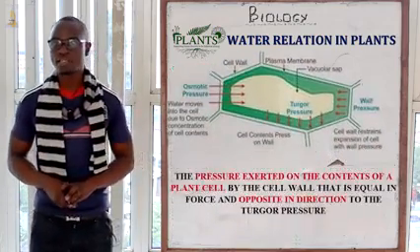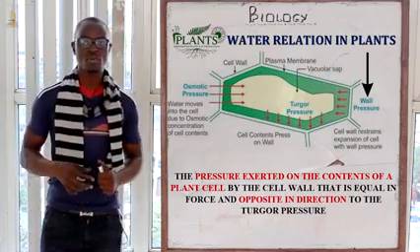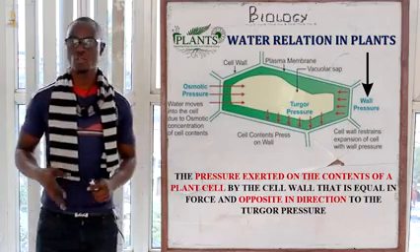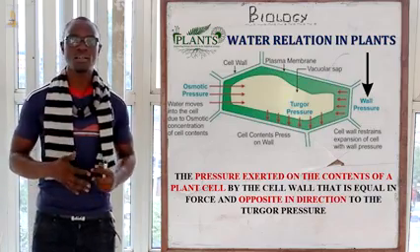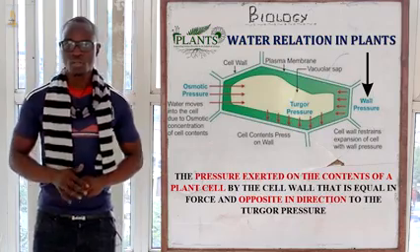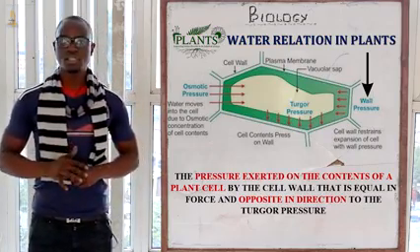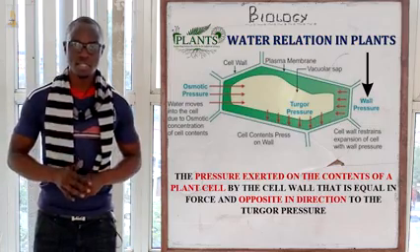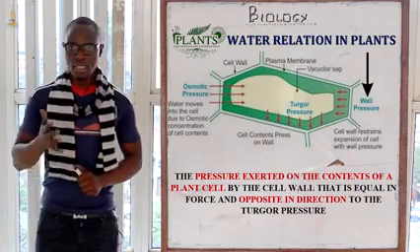So the wall pressure is always exactly opposite from the turgor pressure. So if the turgor pressure is 2, the wall pressure as well will be 2, so as to equalize the pressure and prevent the cell from bursting. So when the cell has enlarged, we say that the cell has become turgid.